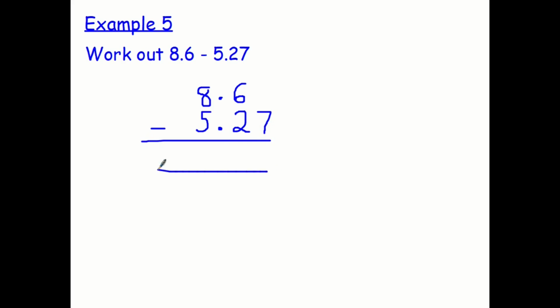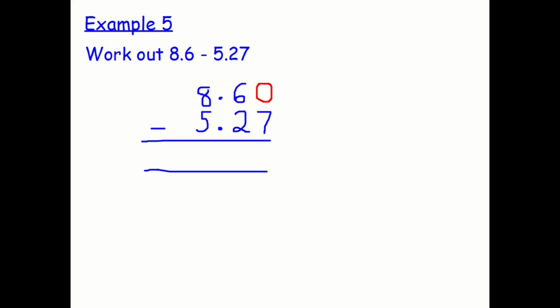Example number 5, 8.6 take away 5.27. So again, make sure your decimal points are in line, and then everything else will fall into place. 5.27, and I can see that this number has a number in the hundredths column. That 7 is in the hundredths column, but there's nothing in the hundredths column here, so I have to put a 0 here as a place value holder.